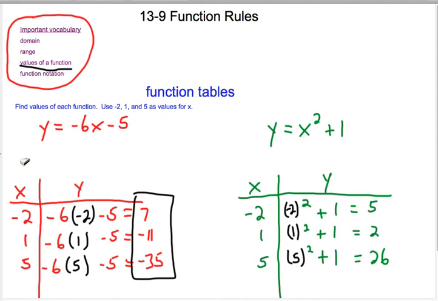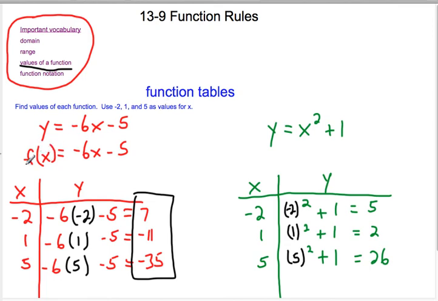Okay, so now we need to talk about function notation. Function notation is a different way of writing the equation. And it's going to look funny, but you'll see that it's exactly the same thing. So if I write f parentheses x equals -6x minus 5, this doesn't mean f times x, because if we were multiplying two letters together, we wouldn't need the parentheses. This is actually read as f of x equals -6x minus 5. Or the value of f at x is -6x minus 5.